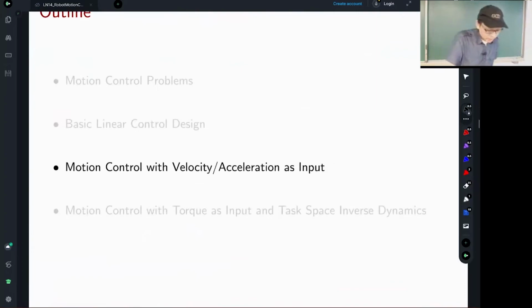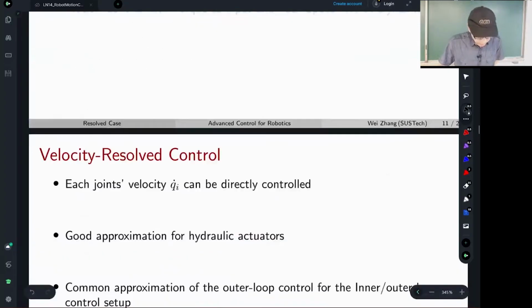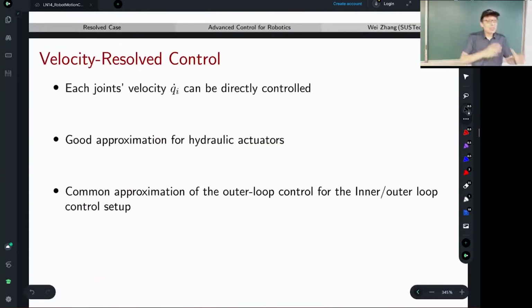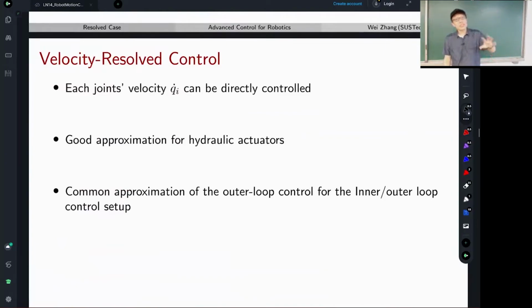Now let's get to the actual design of the motion control part. As I mentioned, there are different categories depending on whether the reference is given in the joint space or in the task space. Okay. Let's look at them one by one.